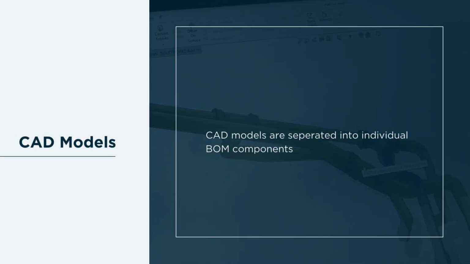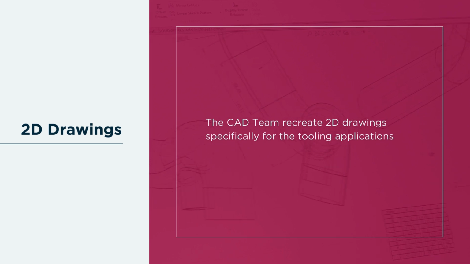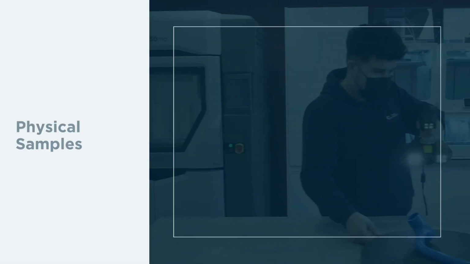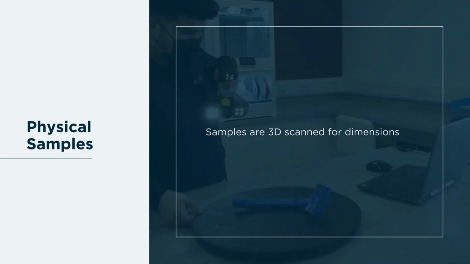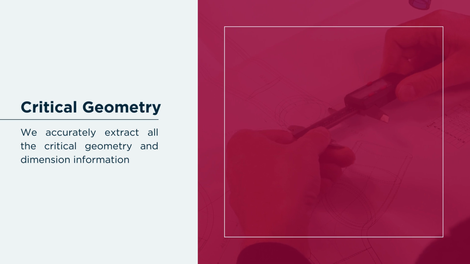CAD models are separated into individual bill of material components. The CAD team recreate 2D drawings specifically for the tooling applications. Samples are 3D scanned for dimensions. We extract all the critical geometry and dimension information.